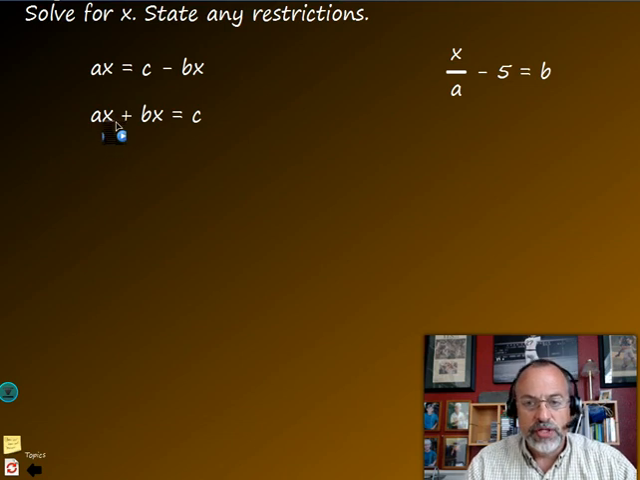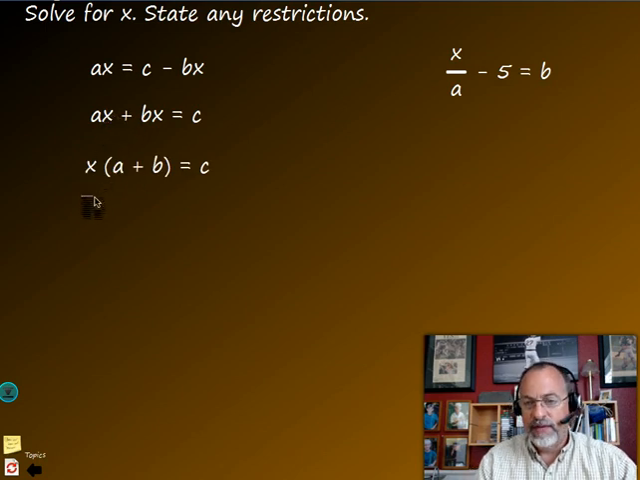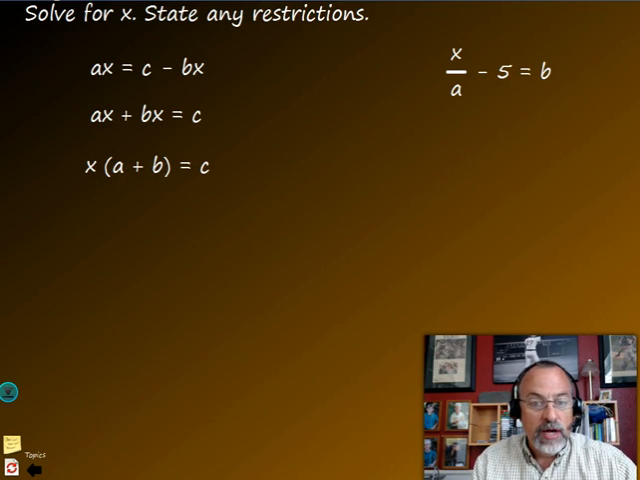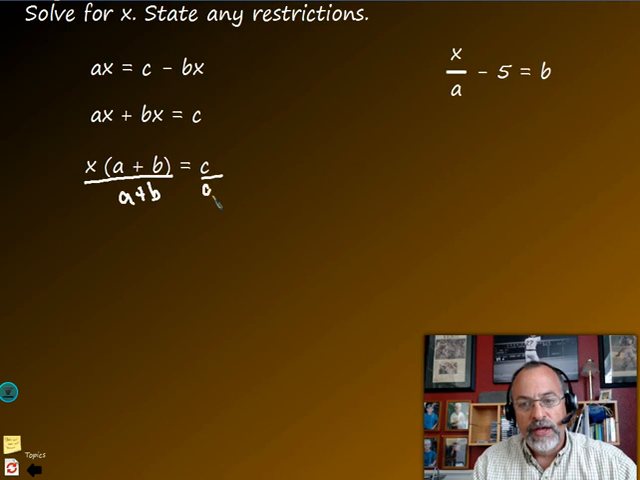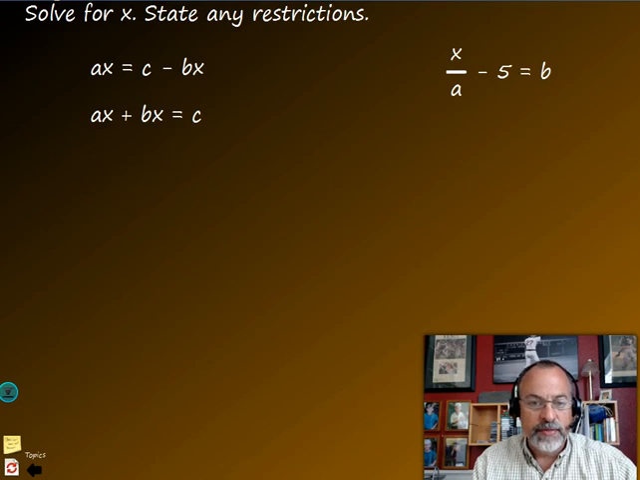So here's where we use the distributive property in reverse. X is in both, so I can take the x out of both, leaving me a plus b. Now I have x times this a plus b, so I can go ahead and divide by this a plus b and do it to both sides, and then the a plus b is going to reduce to 1, leaving me x times 1, which is just x, which is why I wanted to set this up this way.